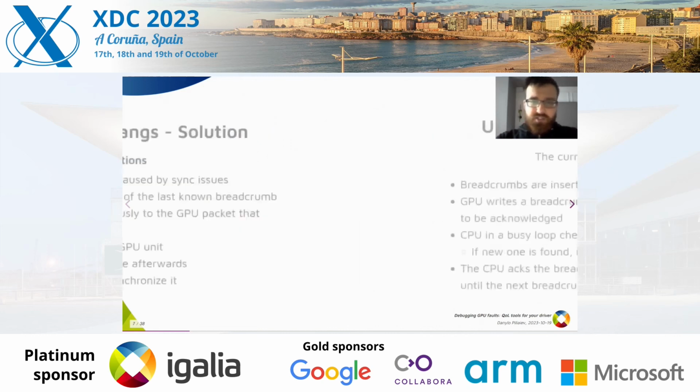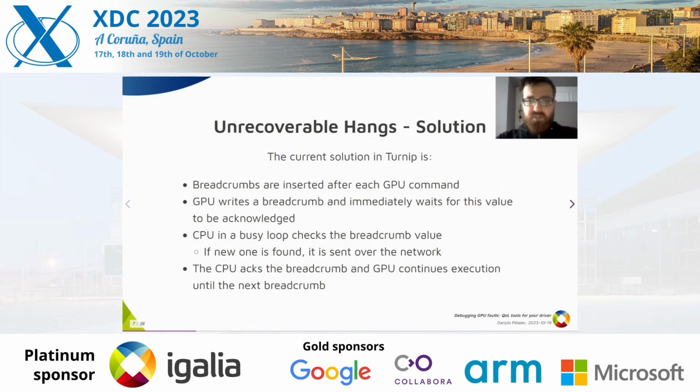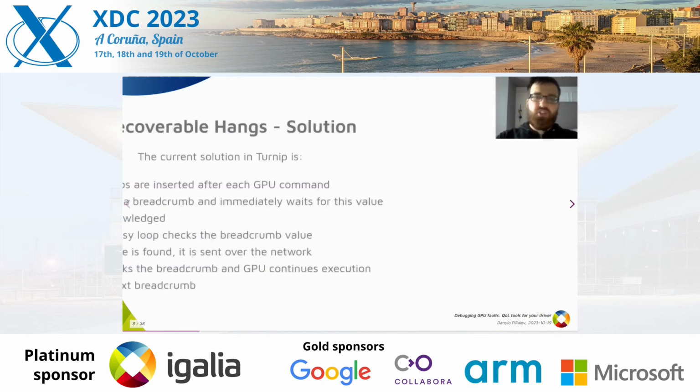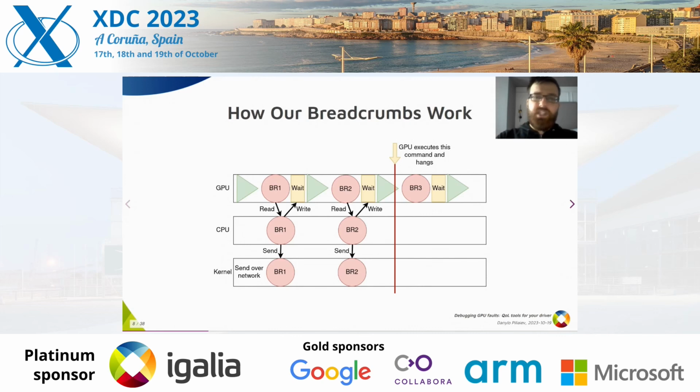So the current solution in Turnip is that breadcrumbs are inserted after each GPU command which has a chance to hang. The GPU writes a breadcrumb and immediately waits for this value to be acknowledged on the CPU side. The CPU in a busy loop checks the breadcrumb value. If a new one is found, it is sent over the network. Only then does the CPU acknowledge the breadcrumb and the GPU continues its execution. Here is a simple visualization of how it works. Surprisingly, it worked not as slow as I would have thought.